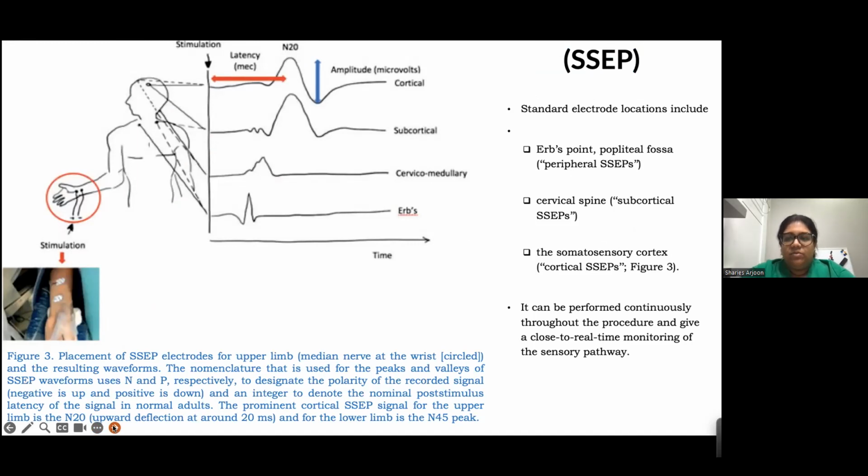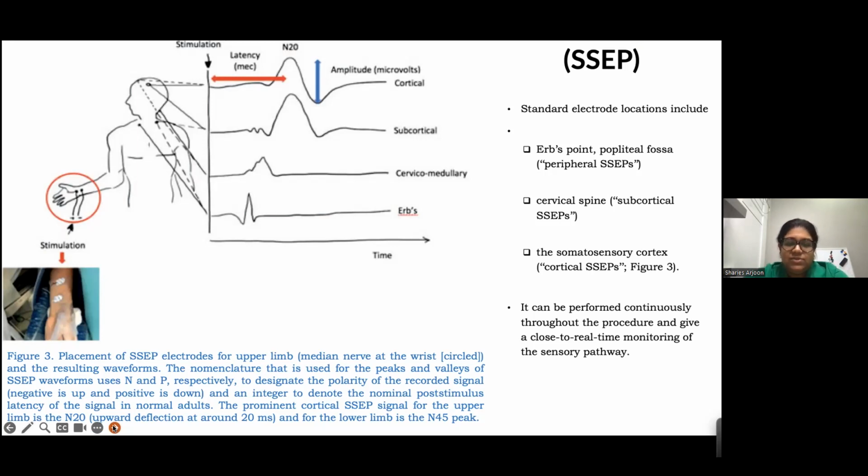It can be performed continuously throughout the procedure and give close to real-time monitoring of the sensory pathway. So in Figure 3, we see the placement of the SSEP electrodes for the upper limb with the median nerve at the wrist, which is circled in red, and the resultant waveforms.